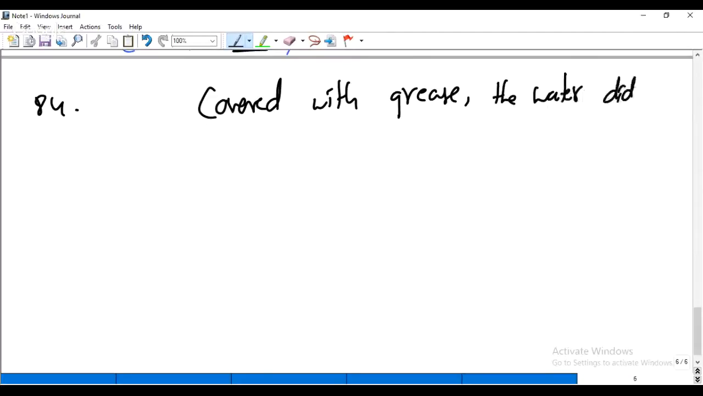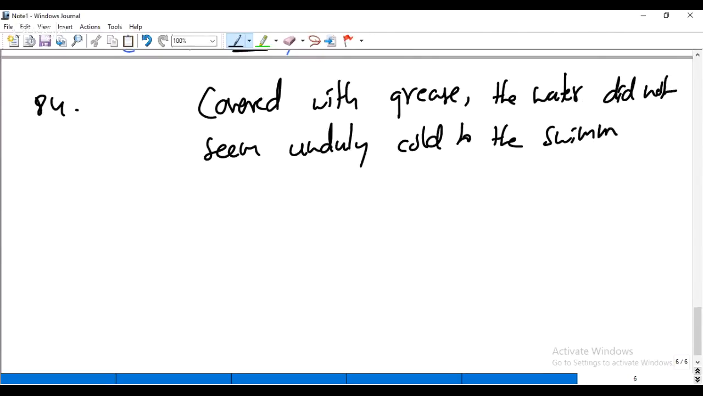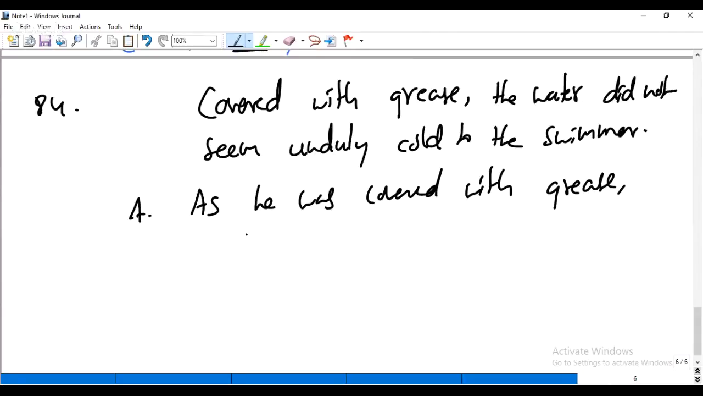Option A, covered. The water did not seem unduly cold to the swimmer. Option B, as it was covered with grease. Covered with grease, the water did not get really cold to the swimmer. It means who was covered or what was covered with grease. So it is not the swimmer which was covered with grease. It should be both sides.